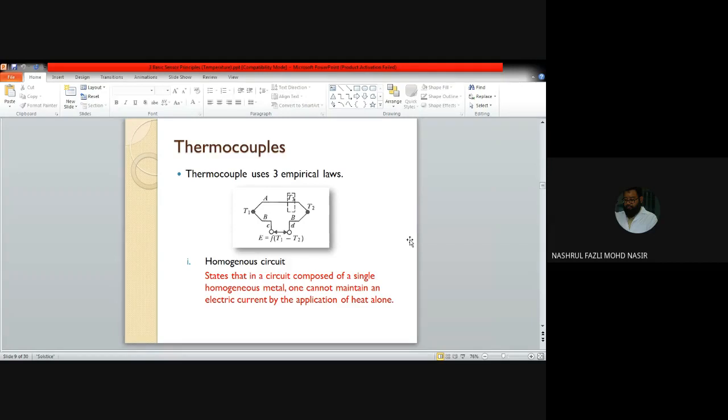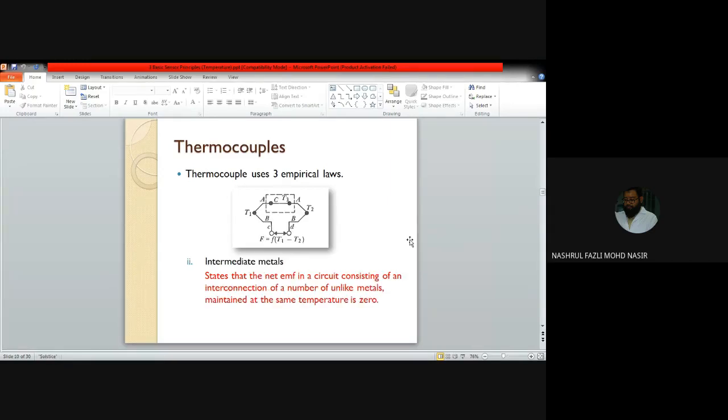Okay, means that there should be two metals. Single homogeneous metal, what does it mean? It's the same metal, no different at all. Homogeneous, satu jenis yang sama. So it cannot maintain an electric current by the application of heat alone. So you need to be different lah. You must have a different type of metal.